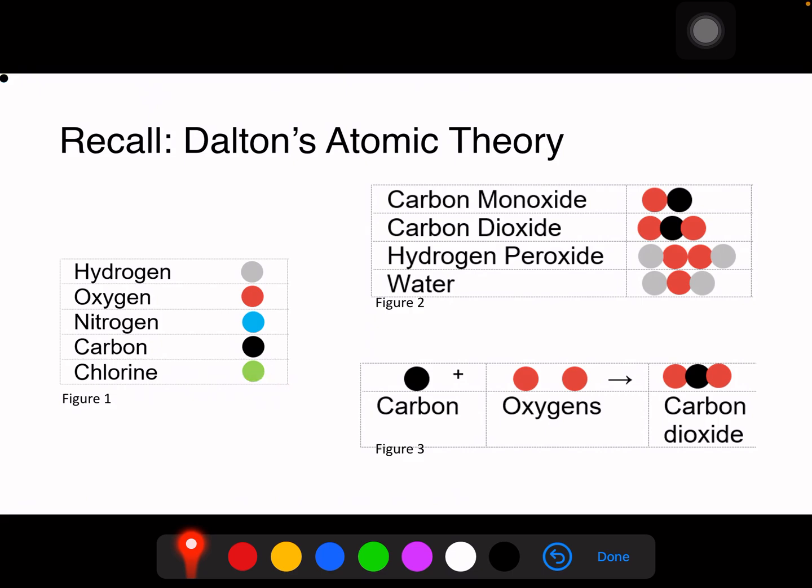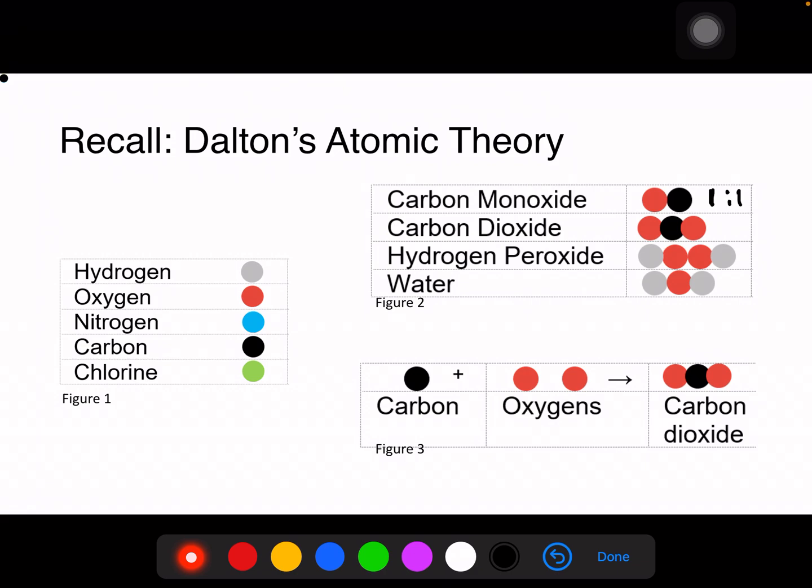So let's look at the figure 2. As you could see, it was defined that the carbon monoxide has one red sphere and one black sphere, meaning one oxygen and one carbon. So the ratio is 1:1. So it was already defined. Carbon monoxide, there should be one oxygen, one carbon in each molecule.